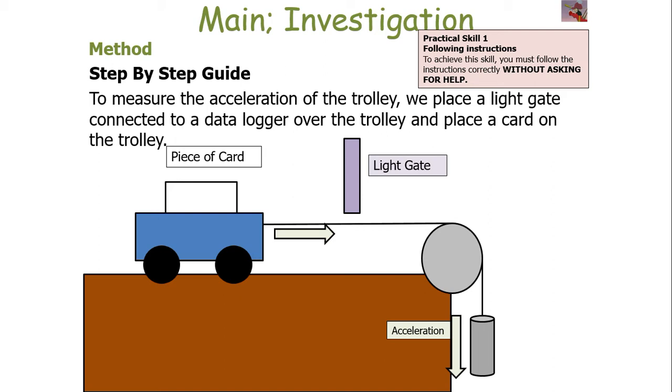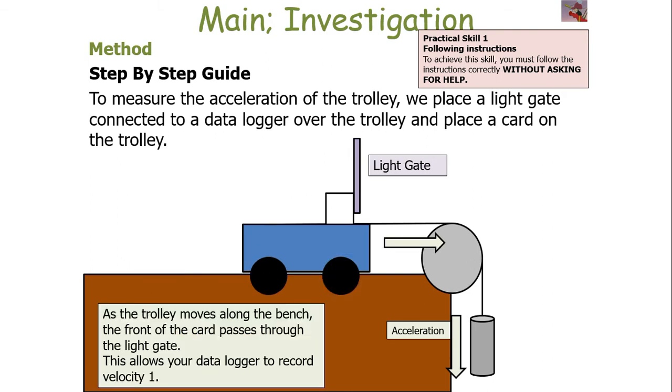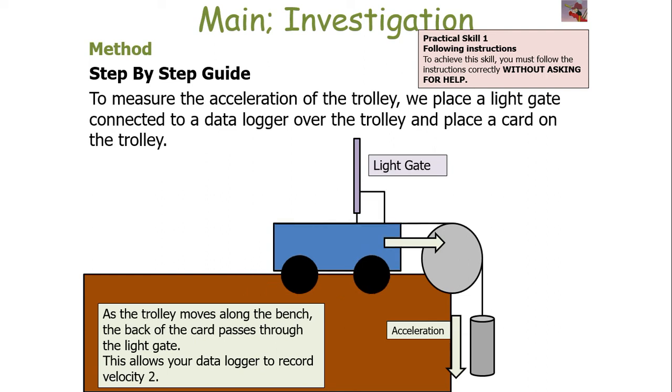Now, what you then need to do is measure the acceleration of the trolley as it moves along the bench. So what we do is we place a light gate connected to a data logger over the trolley and place a card on the trolley. Now the light gate is connected to a data logger which can calculate the velocity of the trolley. Now as the trolley moves along the bench, the front of the card passes through the light gate. This allows the data logger to record velocity 1, the first velocity. Then as the trolley keeps on moving, the back of the card passes through the light gate, and this allows the data logger to record velocity 2.